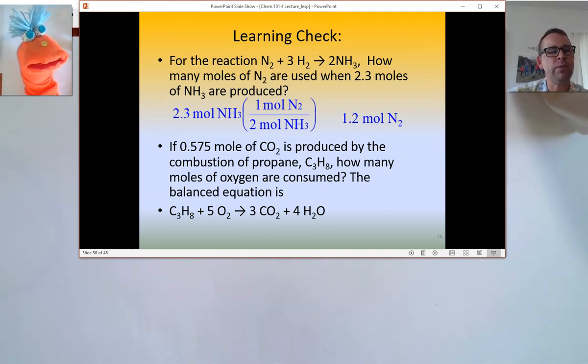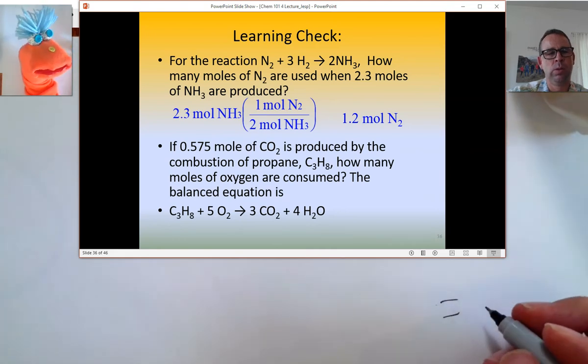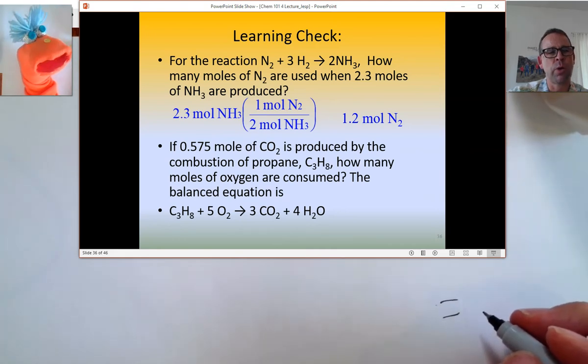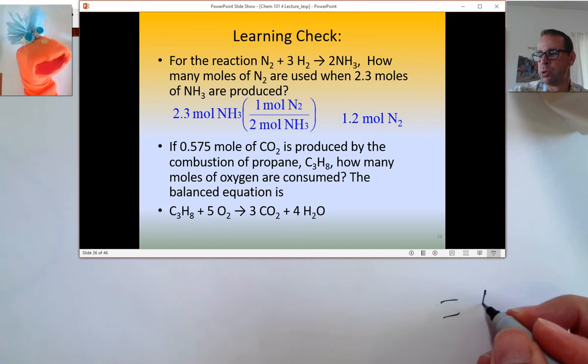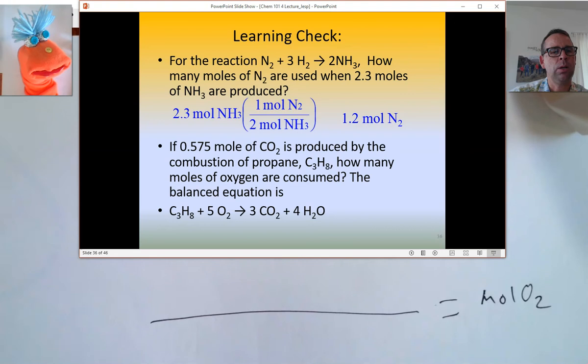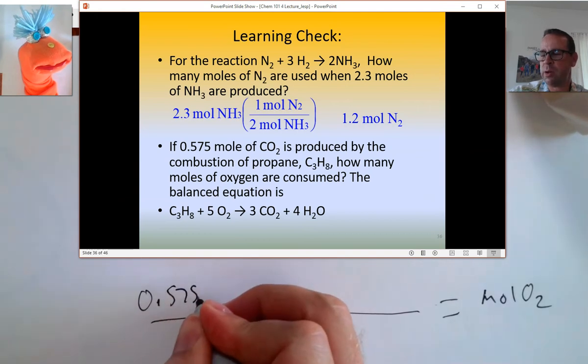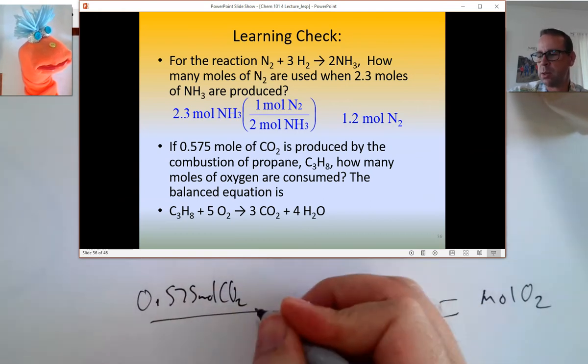Okay, if 0.575 moles of carbon dioxide is produced by the combustion of propane, how many moles of oxygen are consumed? There's our balanced equation. What goes to the right of the equal sign? Moles of oxygen. We want to know how much is consumed. Very good. Moles of oxygen gas. Okay, and what can we start with? They tell us moles of carbon dioxide. Very good. 0.575 moles of carbon dioxide.